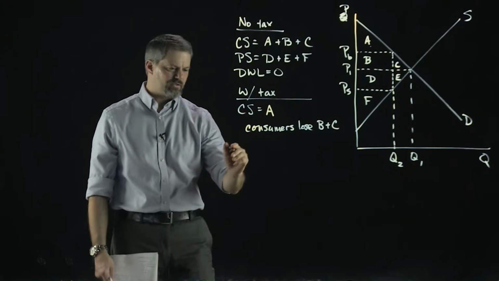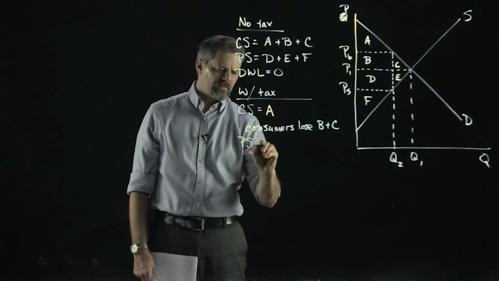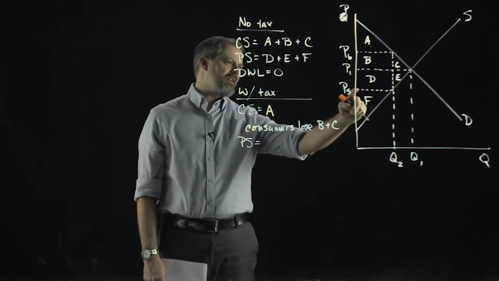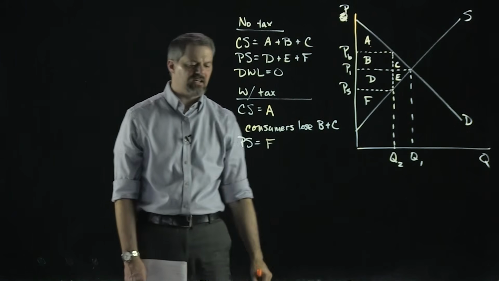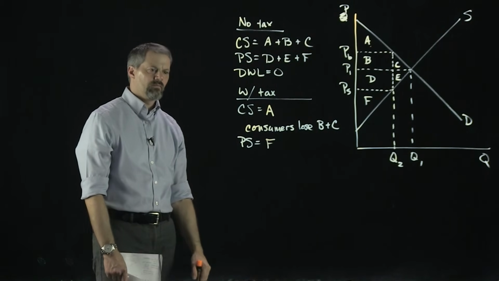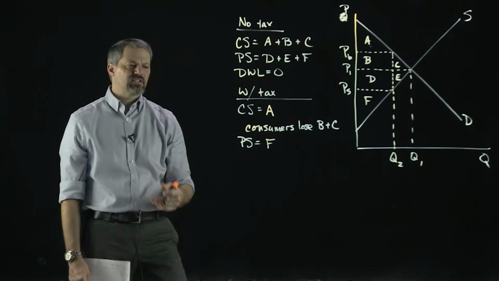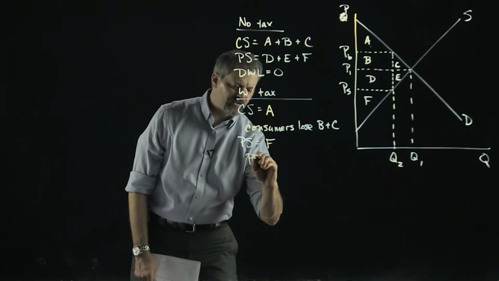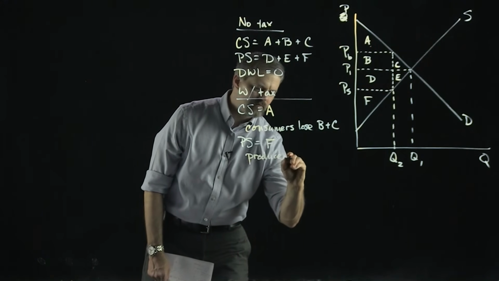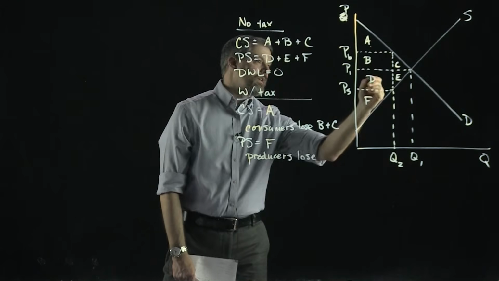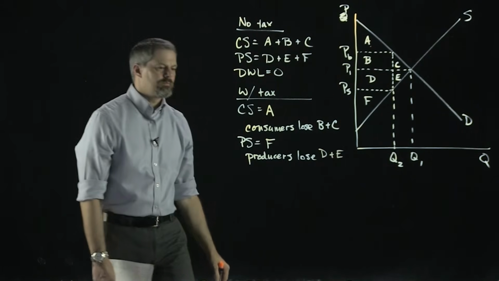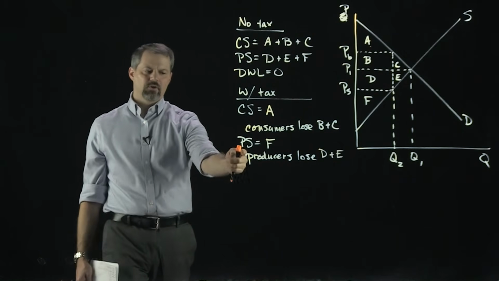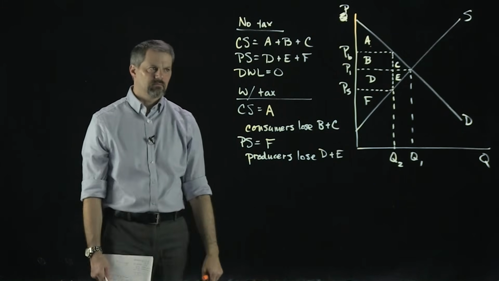Let's think about producers. Producer surplus is the area under the seller's price and above the supply curve. So it's just area F. And if we think about the loss of producer surplus, producers lose D plus E. So any tax also is going to hurt producers.